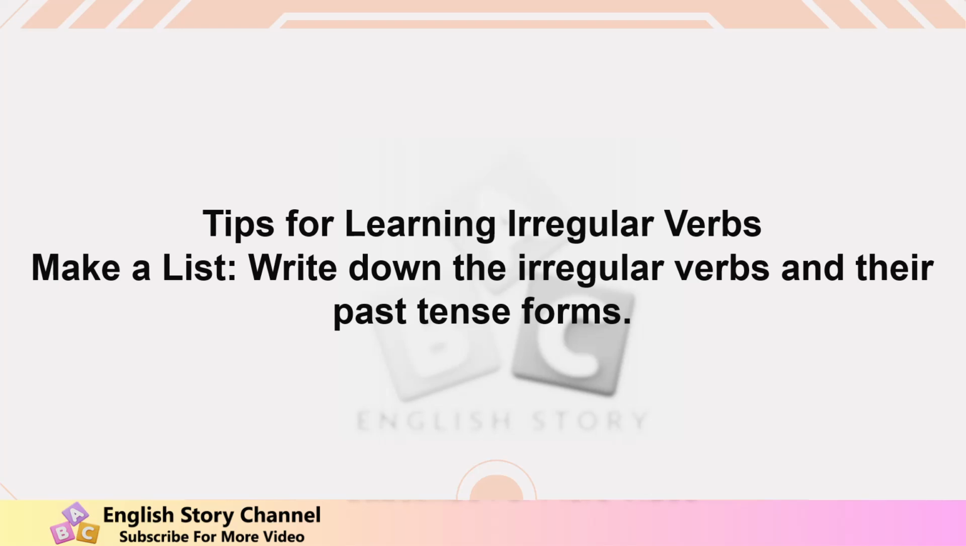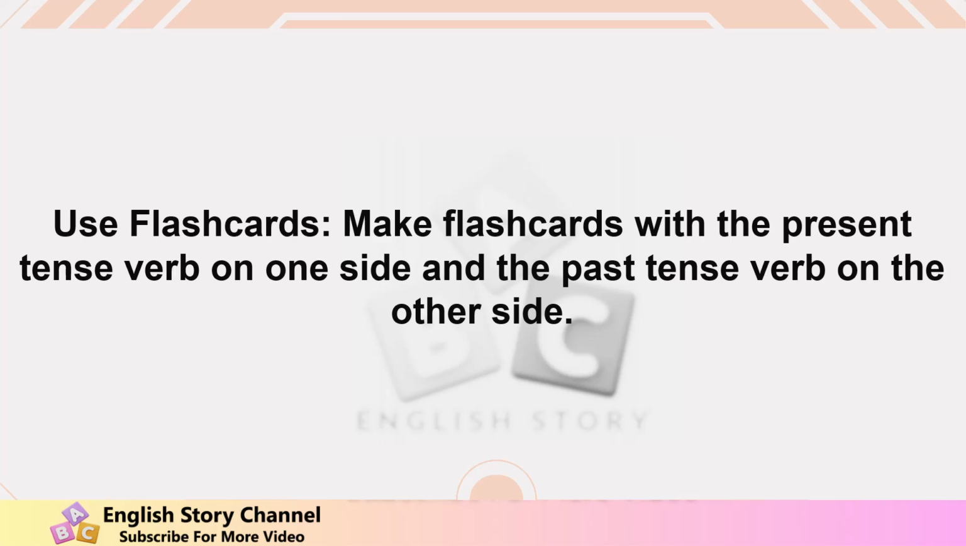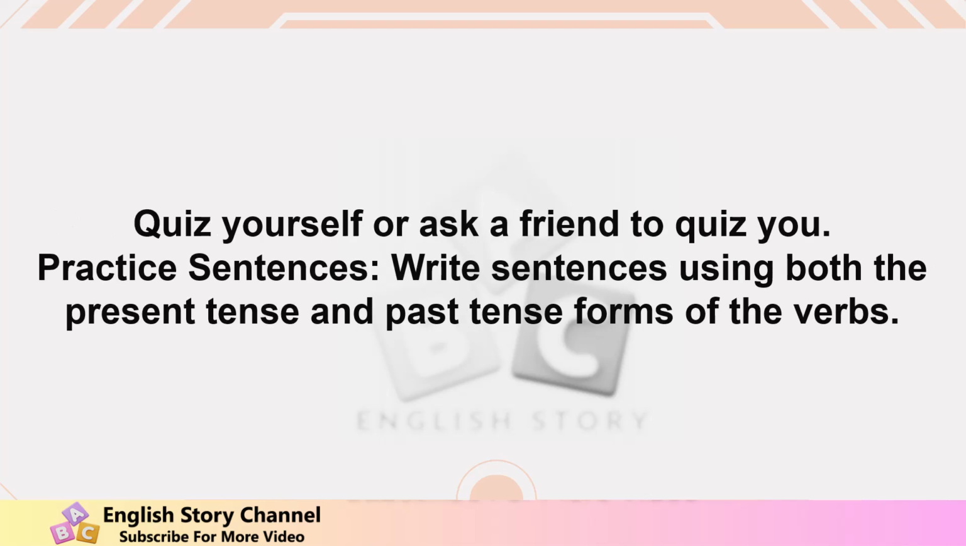Tips for learning irregular verbs. Make a list. Write down the irregular verbs and their past tense forms. Look at the list often to help you remember. Use flashcards. Make flashcards with the present tense verb on one side and the past tense verb on the other side. Quiz yourself or ask a friend to quiz you.